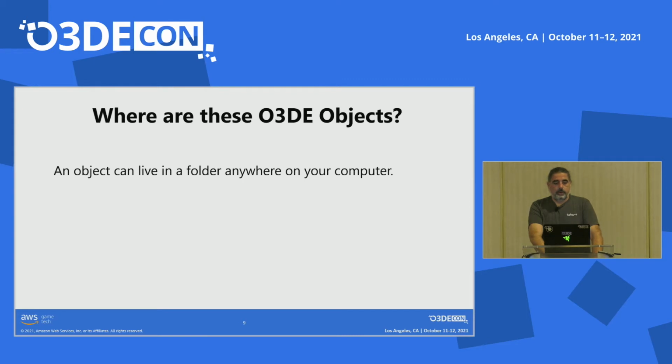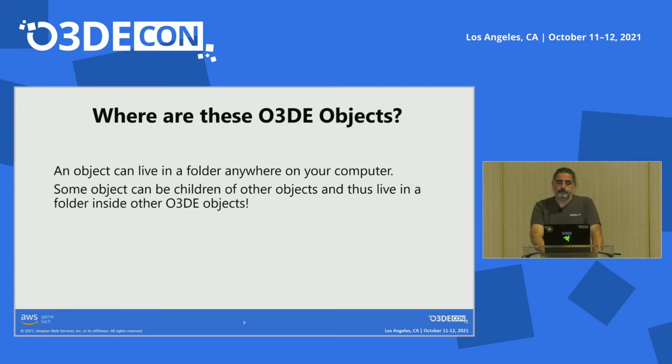All right, so where are these objects? We talked about them, but where are they actually? Well, they're actually any place on your file system. As I said, any folder with one of these files in it is technically that type of object. They can also be nested. So we would say that an O3D object can have children.